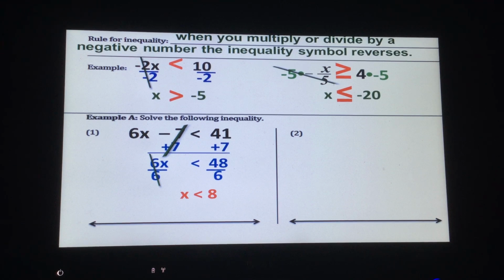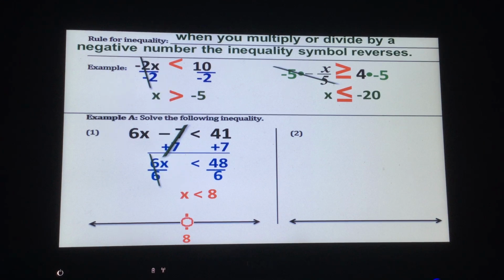All right, so now we're going to go ahead and put that 8 on the number line, and we're going to give it an open circle. All right, why is it an open circle? Well, recall that we do not have an or equal to bar. This is what an or equal to bar looks like. We don't have one of those, so therefore it is an open circle.